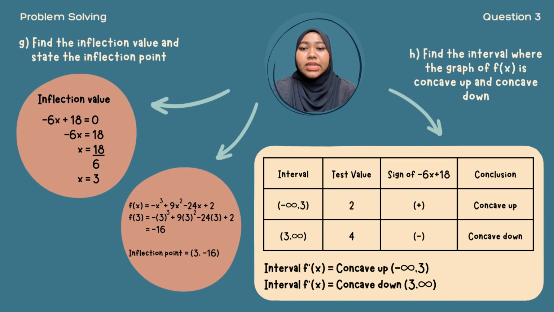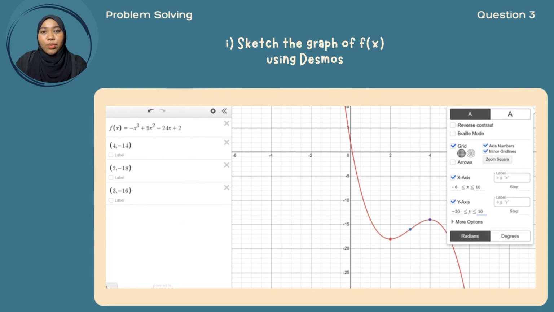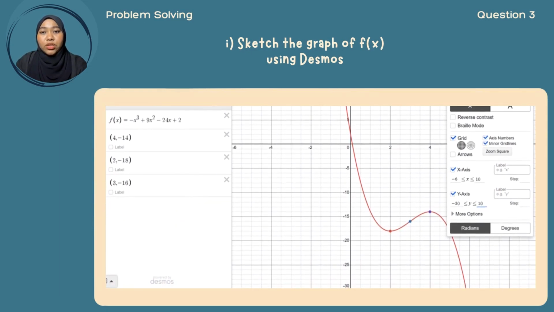Last but not least, we can determine which is concave up and concave down by using this table method. Interval where f double prime is positive, concave up, is negative infinity to 3. Interval where f double prime is negative, concave down, is 3 to positive infinity. Last one, I include the picture of our graph. By using all the points, we got this kind of graph, where we chose the range of the graph for the x-axis minus 6 to 10, and the y-axis minus 30 to 10.